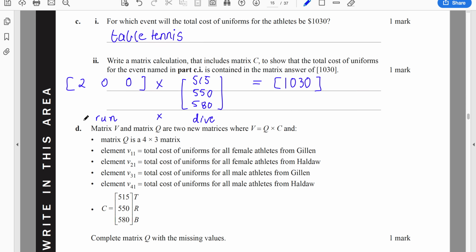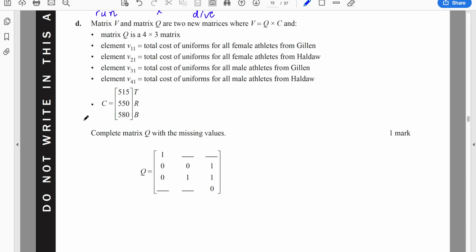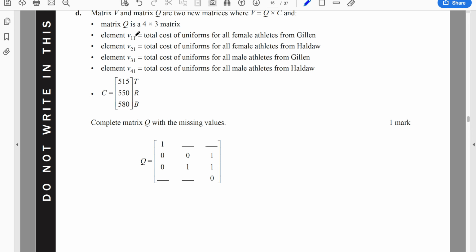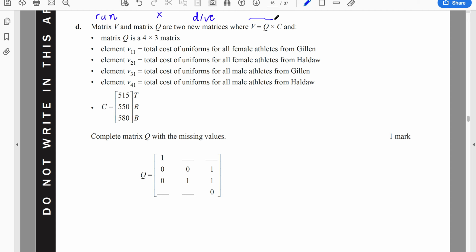Now, part D was a little bit more challenging, and you'll notice that there's this space at the bottom. So do use that space if you need it. I'm going to do that, as you can see, in a moment. So first of all, we've got to use matrix C here, which was given above. And then matrix Q is what we're trying to establish. We're also told what is contained in matrix V. So that's in this little bit here that they've asked us to use.